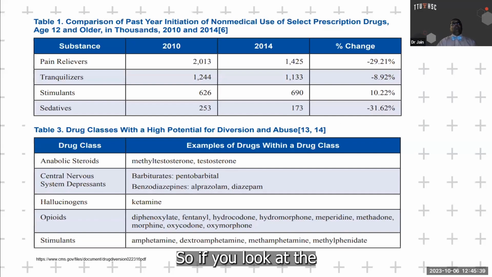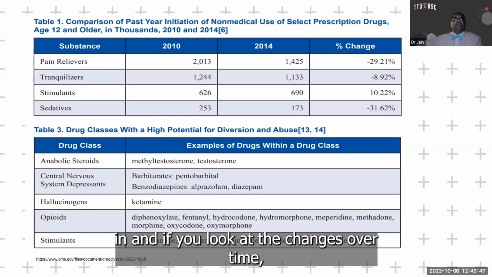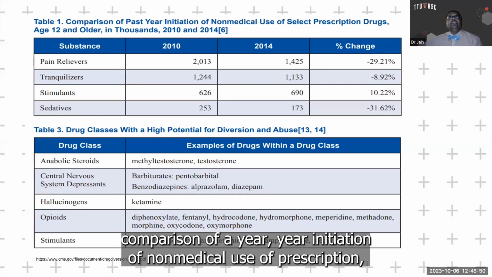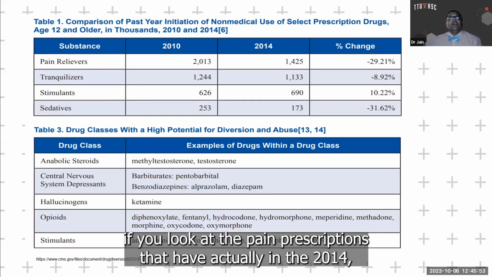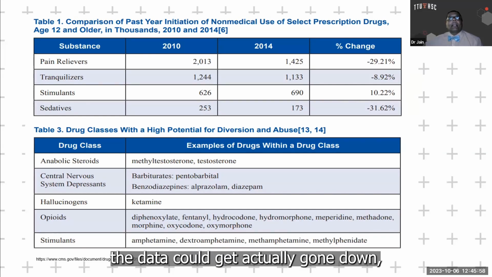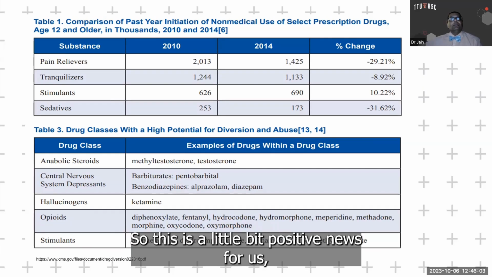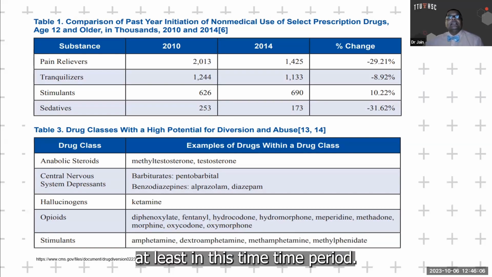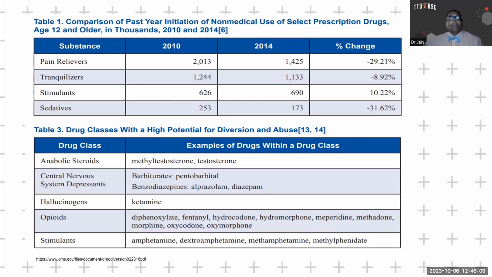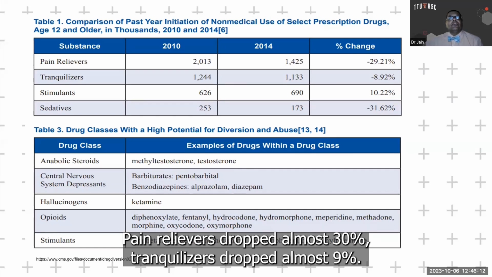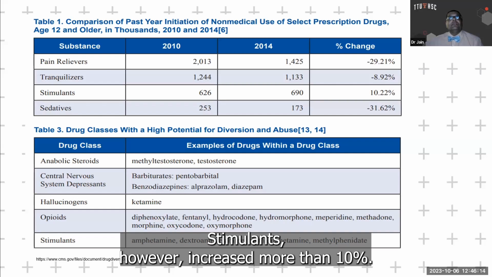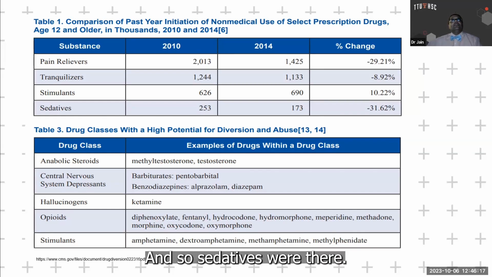So if you look at the changes over time, comparison by year of initiation of non-medical use of select prescription drugs. If you look at the pain prescriptions, in 2014, the data I could get, they have actually gone down. Stimulants actually have gone up. So this is a little bit of positive news for us, at least in this time period. Pain relievers dropped almost 30%, tranquilizers dropped almost 9%, stimulants, however, increased more than 10%, and so sedatives were there.